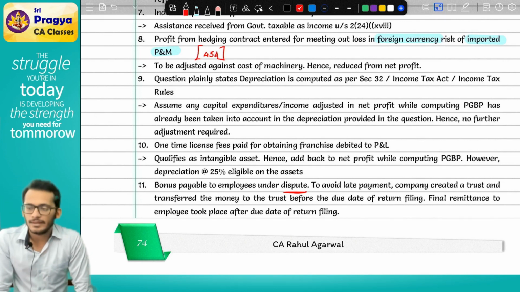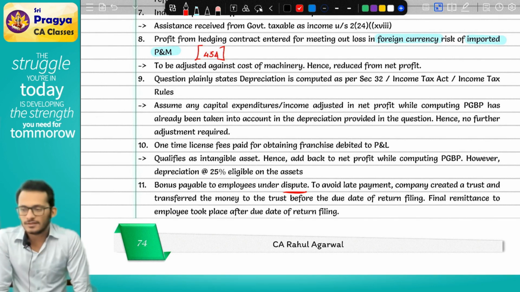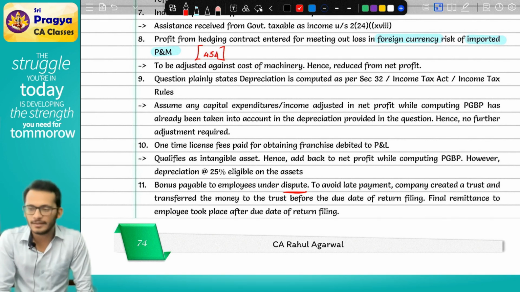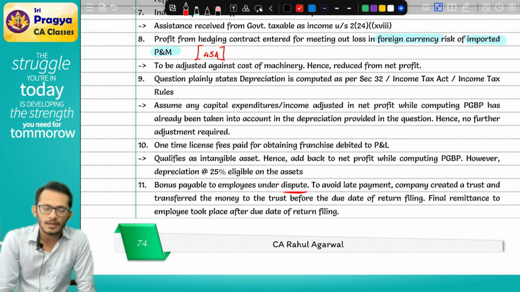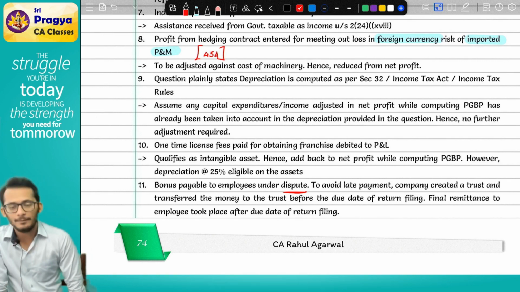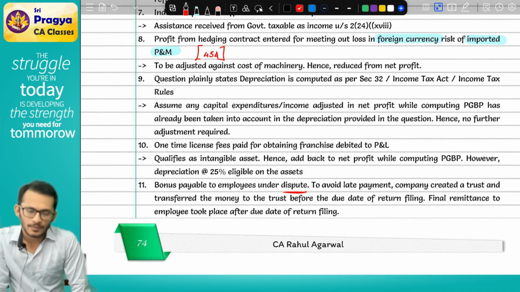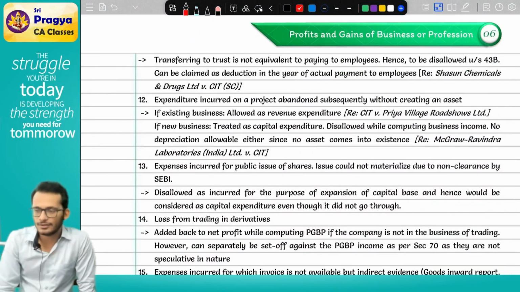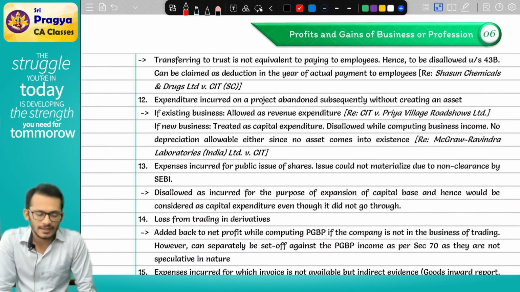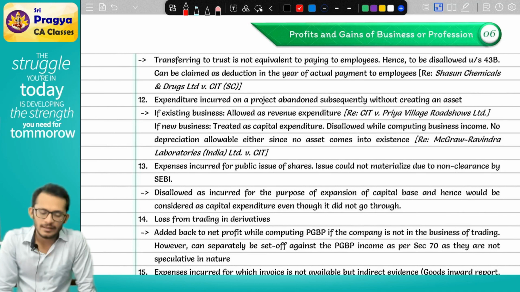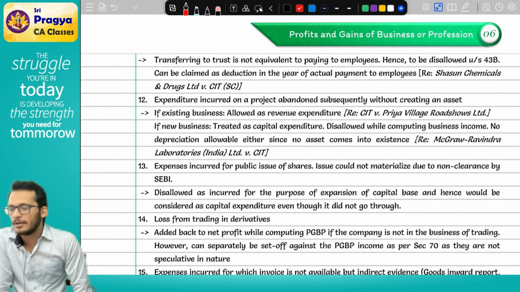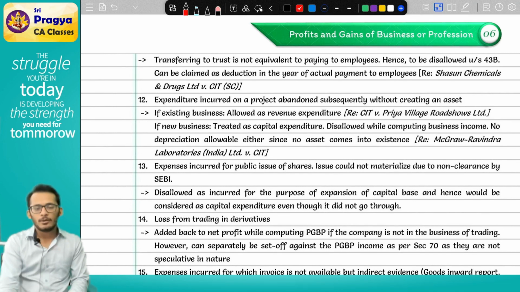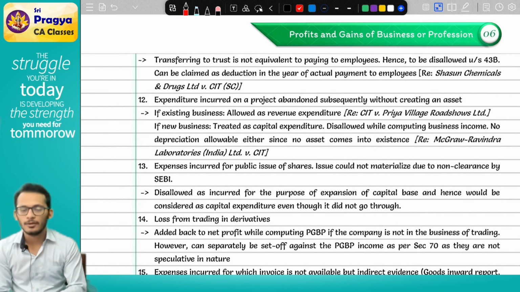It is not right. Understand, you cannot claim deductions on the basis of disputes, because disputes need finality. Therefore the allowance will only happen in case the payment has happened to the ultimate employee. This is a court decision. In Shastrun Chemicals and Drugs Limited versus CIT, it was said that transferring funds to a trust is not equivalent to paying employees. Hence, it will be disallowed under section 43B. It can be claimed in the year of actual payment to employees. Now, you will notice I have put a case law around this.